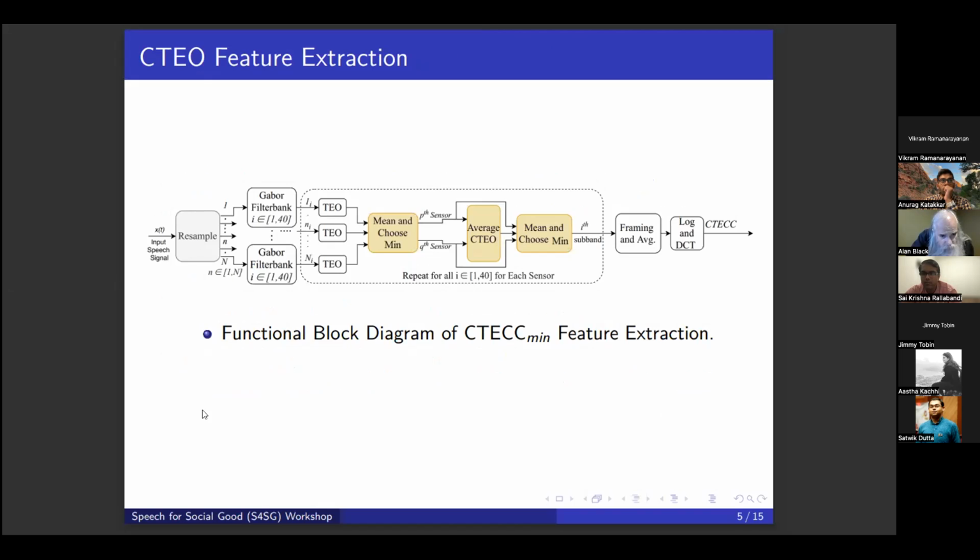This shows the functional block diagram of the CTECC extraction. We first take the input speech signal and apply it to the Gabor filter bank, which gives us the 40 subband filters. Each subband filter is operated on by the trigger energy operator. Then we take the mean of each and choose the minimum or maximum based upon the mean, and then we frame it and take the log and the DCT to obtain the CTECC feature.